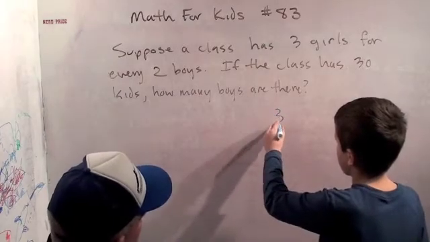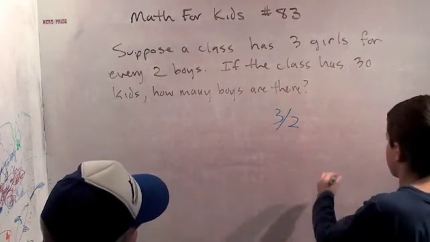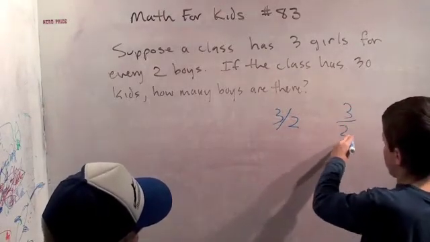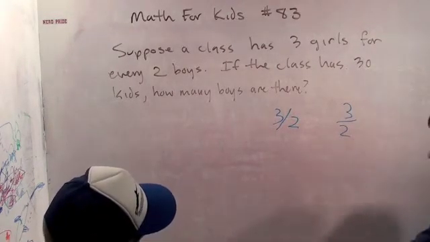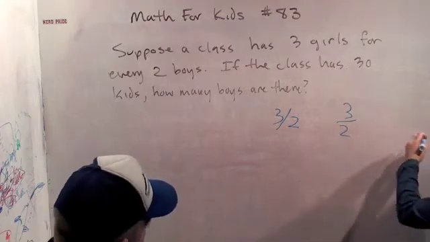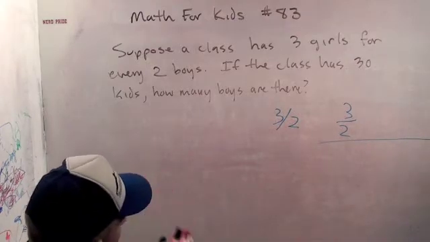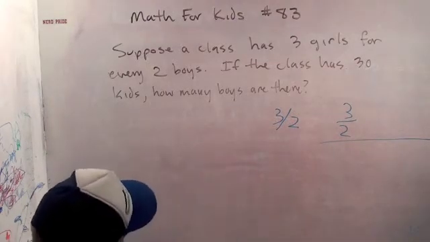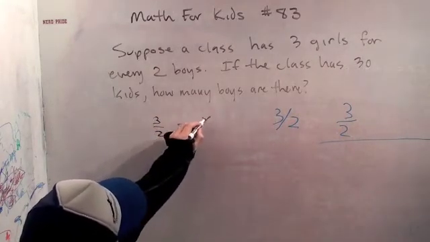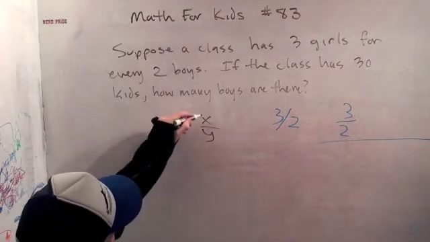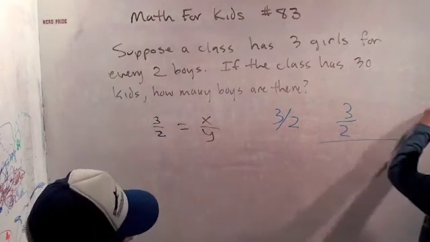Well, this says 3 to 2. Okay, the ratio of girls to boys is 3 to 2. And then this plus this has to equal 30. Okay. So we want to find a fraction. Can you throw that eraser over here? We want to find a fraction that equals 3 over 2. Let's just call it x over y, but we know it's going to have to add up to 30. The number of boys plus the number of girls equals 30. So how do you want to do that?